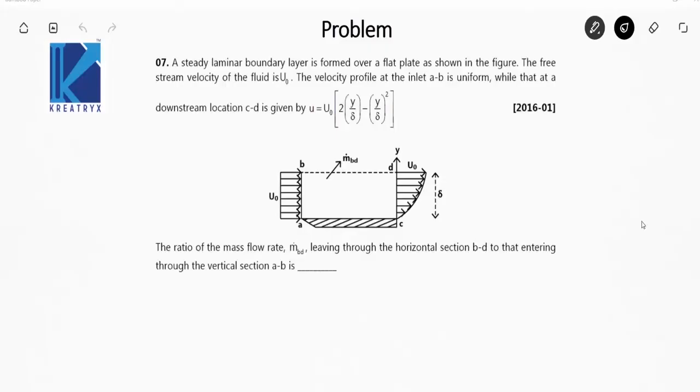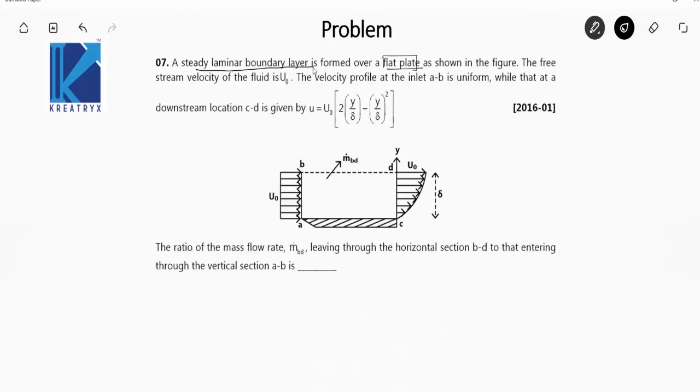Let's take some more problems from the chapter laminar and turbulent flow. So let's take on this question. A steady laminar boundary layer is formed over a flat plate as shown in the figure. The free stream velocity of the fluid is u naught.